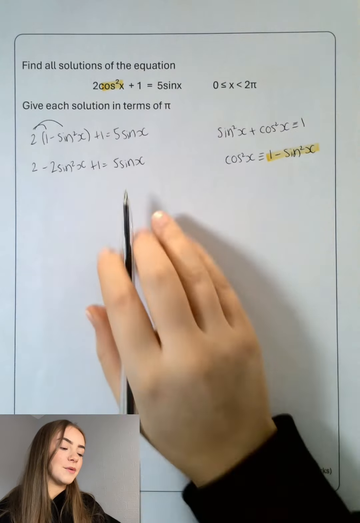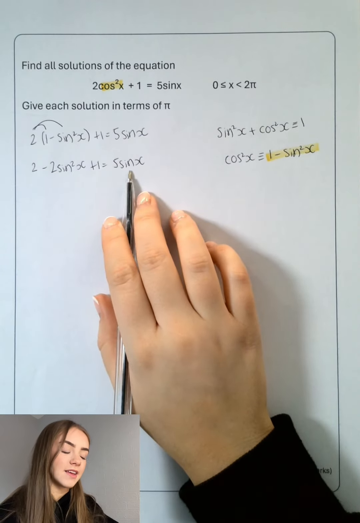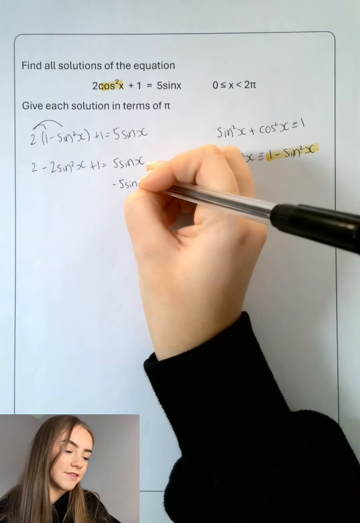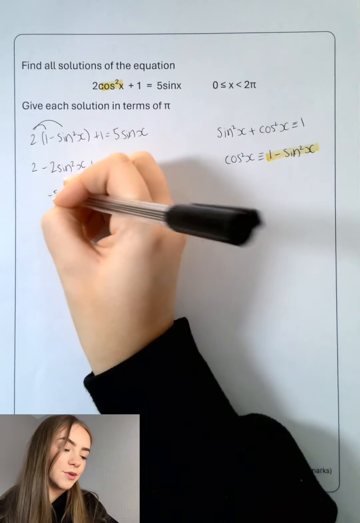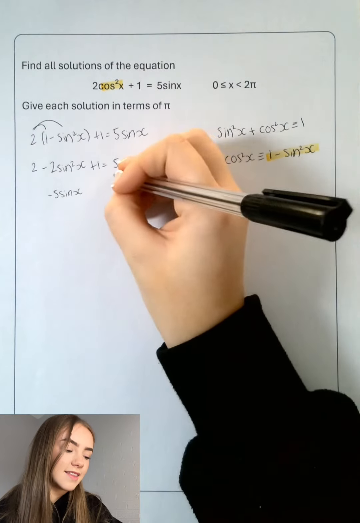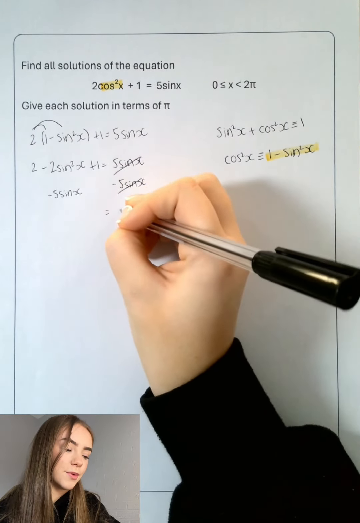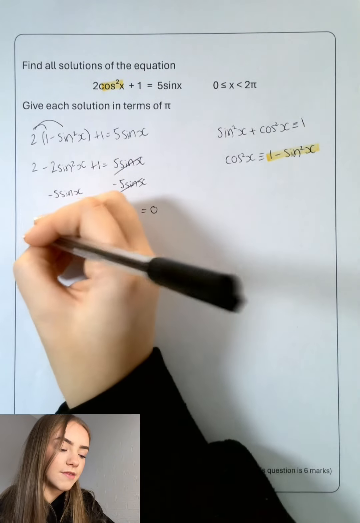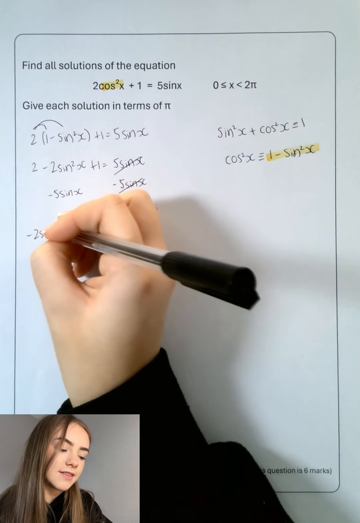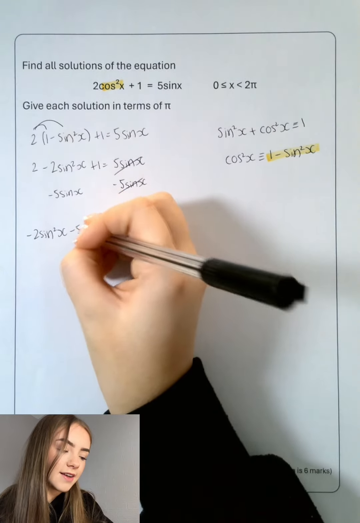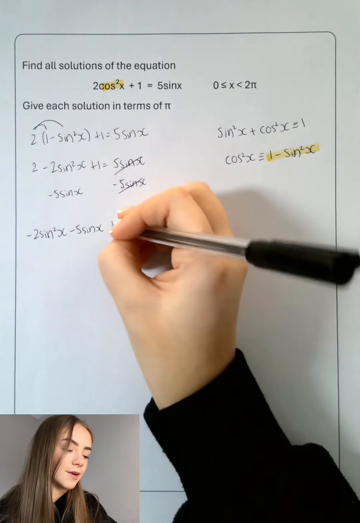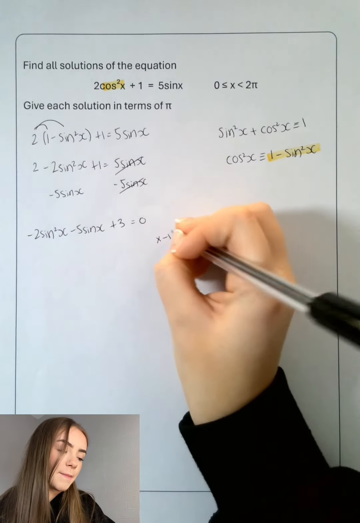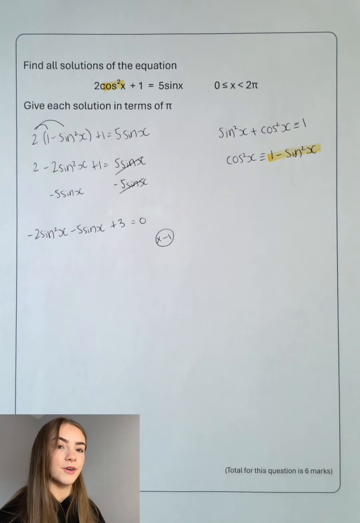To make this equal to 0, we'll need to get rid of the 5 sin x on the right hand side, and the opposite of this will be to take away 5 sin x. Whatever we do to one side, we'll do to the other. On the right hand side, these two terms will cancel out, leaving us with 0. And on the left hand side, starting with our highest power, we have minus 2 sin squared x minus the 5 sin x, and then 2 plus 1 is 3. Just so that my first term isn't negative, I'm going to multiply through by minus 1. And this will just change all of the signs.